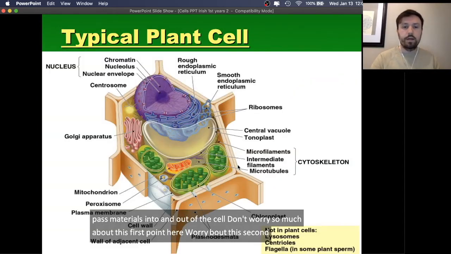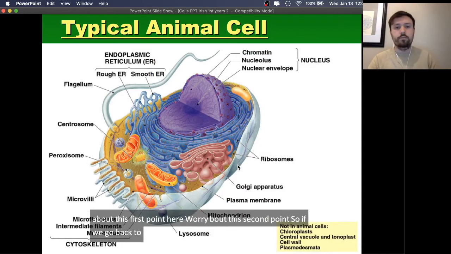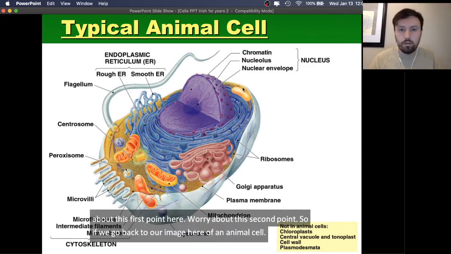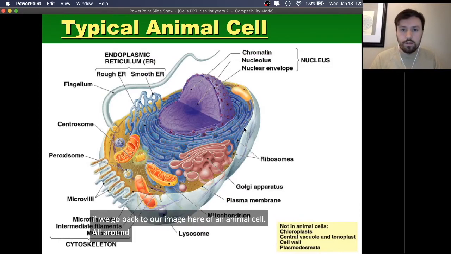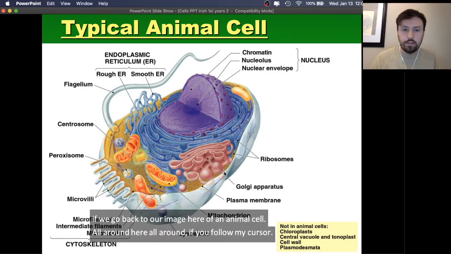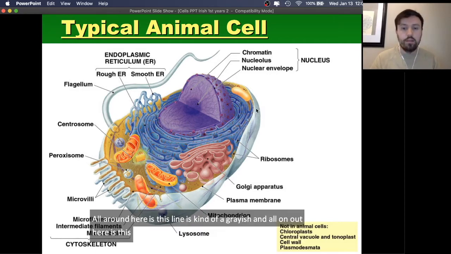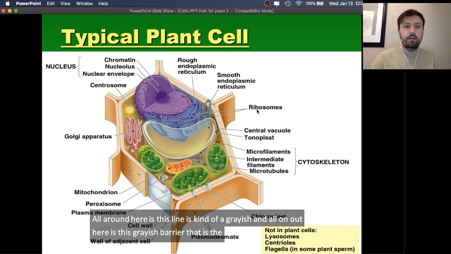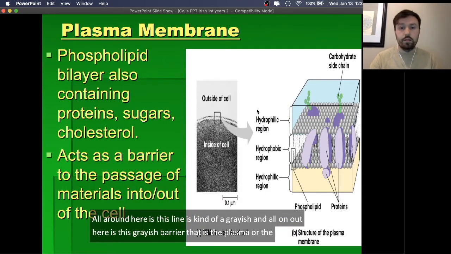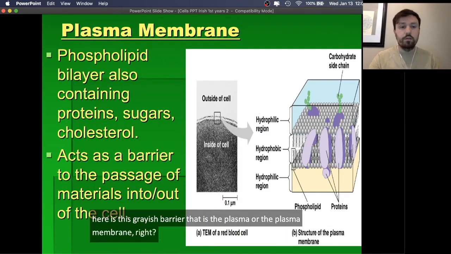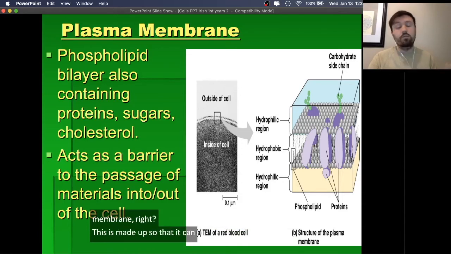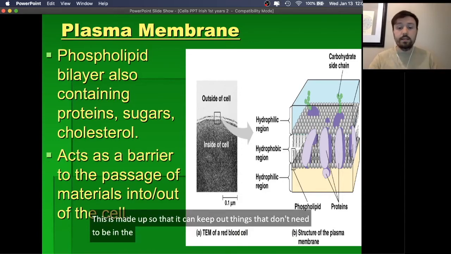So if we go back to our image here of an animal cell, all around here, if you follow my cursor, all around here is this line. It's kind of grayish, and all out here is this grayish barrier. That is the plasma membrane, right? This is made up so that it can keep out things that don't need to be in the cell, right? It needs to be contained.